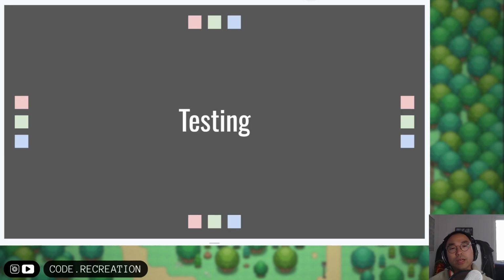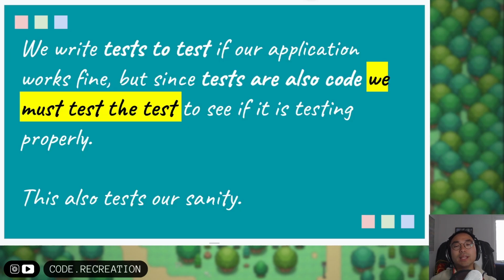So if we have errors, we also want to be testing our code. We write tests to test if our application works fine, but since tests are also code, we must test the test and see if it is testing properly. And this is one of the most difficult points of programming because we need to test our main code, but we also need to know if our test is working properly. So often we write tests for those as well.